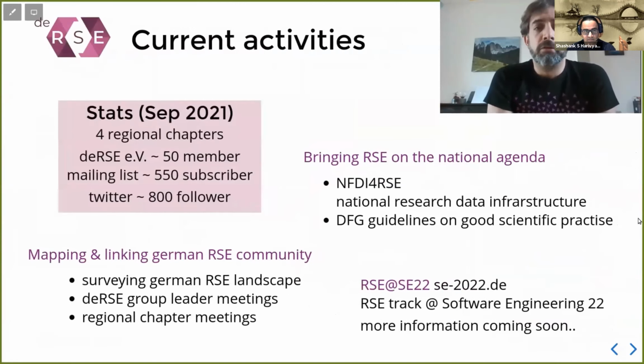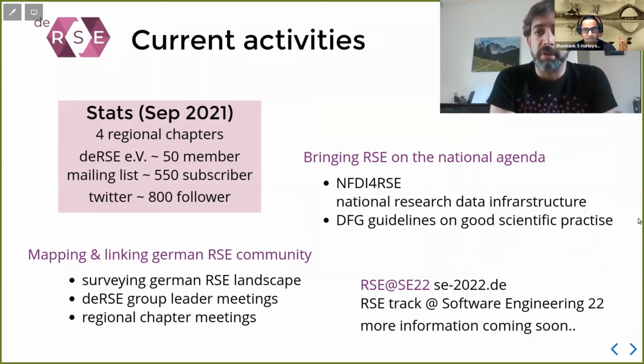Currently we have in Germany 4 regional chapters. The society has currently around 15 paying members, but overall the community is much bigger, with around 550 subscribers at the moment on the RSE mailing list, as well as 800 followers on the Twitter channel.